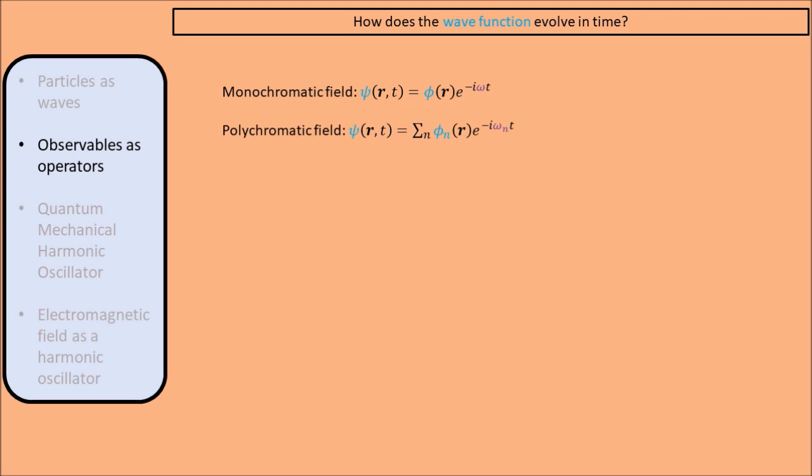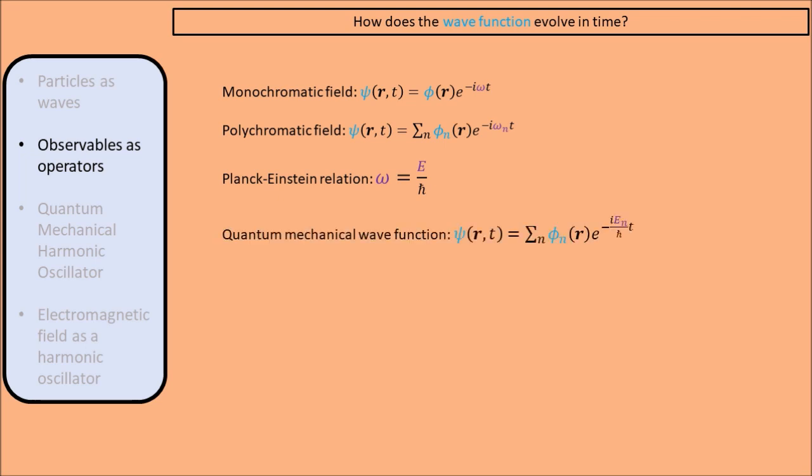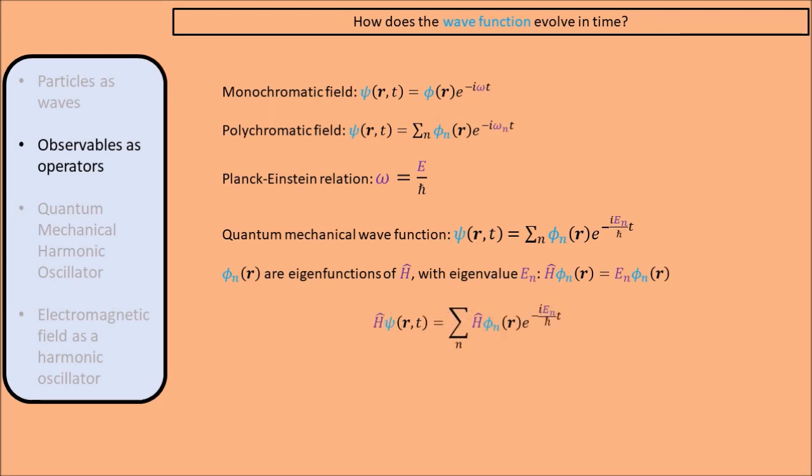Now comes the quantum mechanics. According to the Planck-Einstein relation, the angular frequency and the energy of a particle are related to each other. So, if we substitute omega by E over h bar, then we have the expression for how a quantum mechanical wave evolves in time. We can further rewrite the expression by recalling that the energies E_n are given by the eigenvalues of the Hamiltonian H, and the functions phi_n are the eigenvectors of H. So we can apply H to psi, and write psi as the sum of monochromatic fields phi_n. Because phi_n are eigenfunctions with eigenvalues E_n, we can substitute H with E_n.